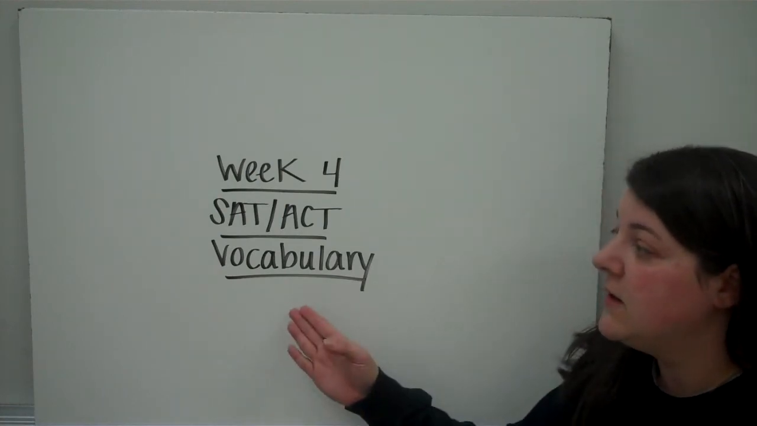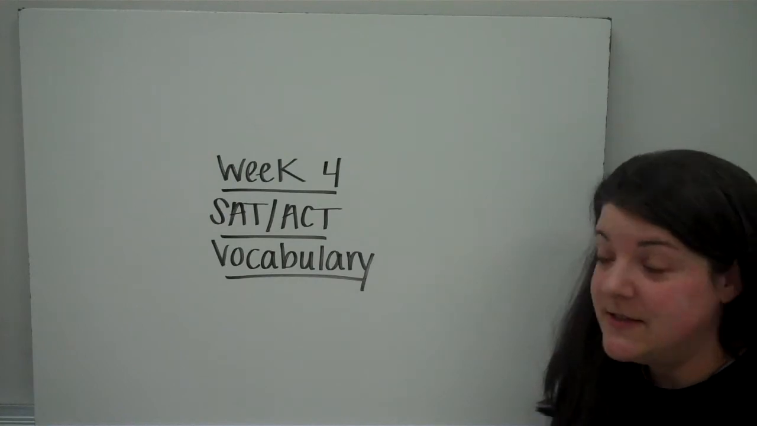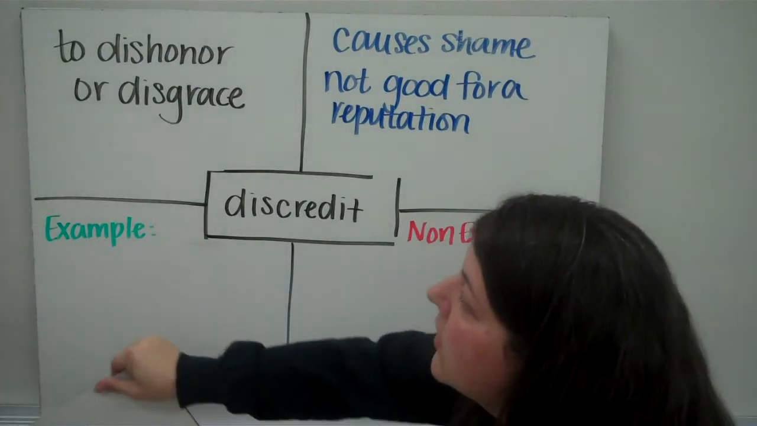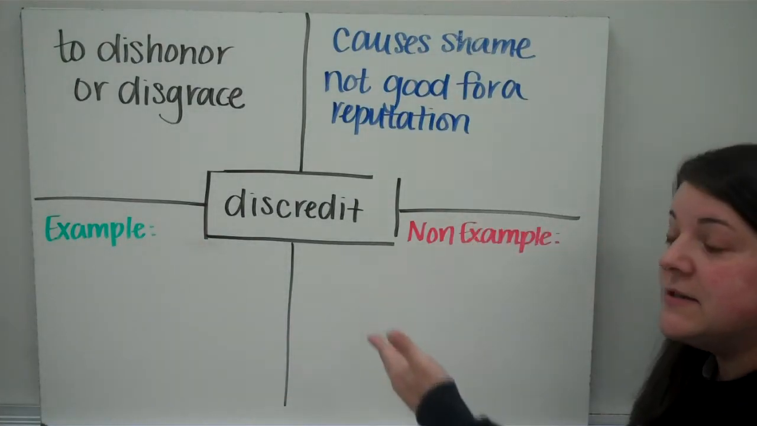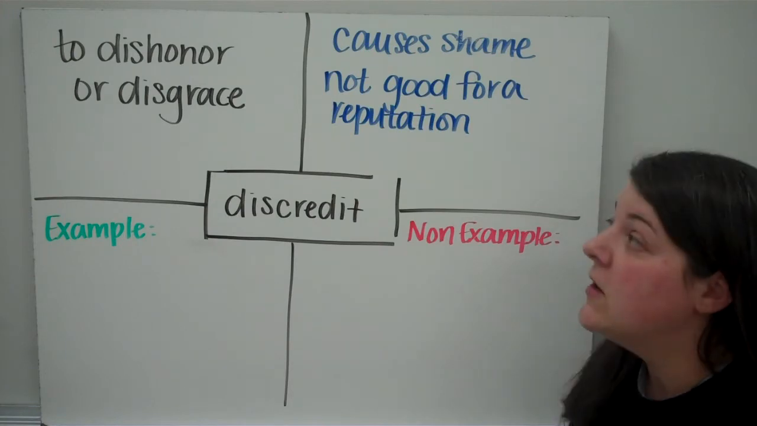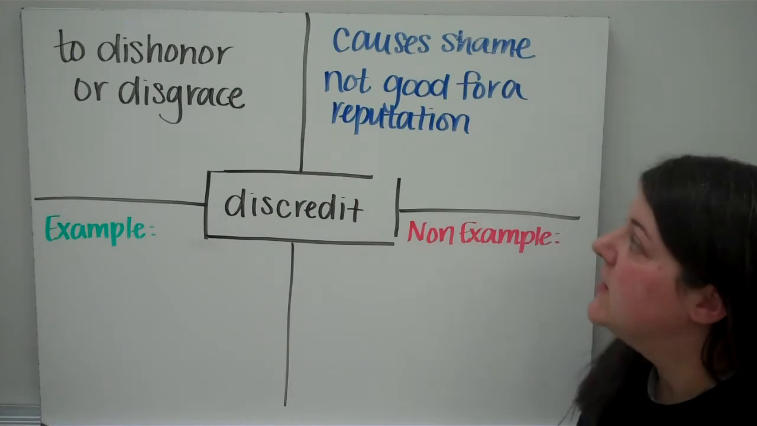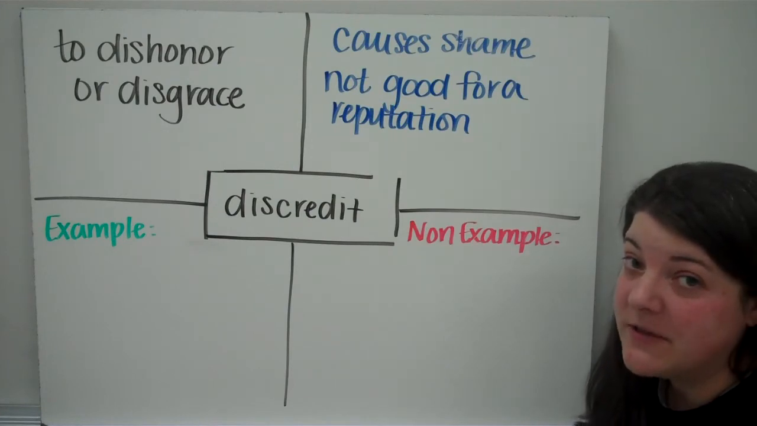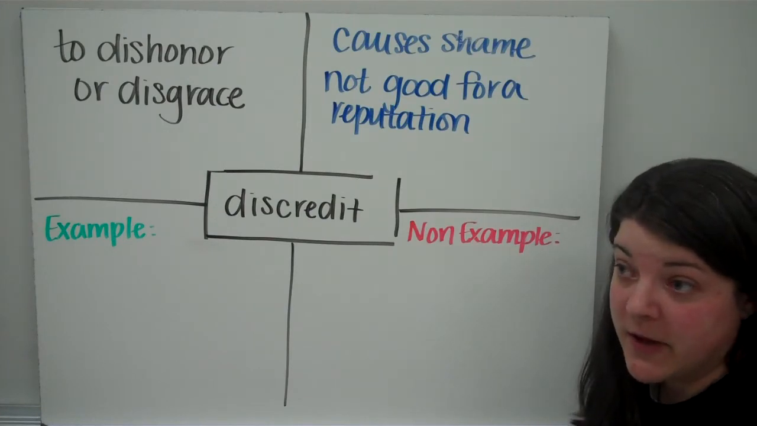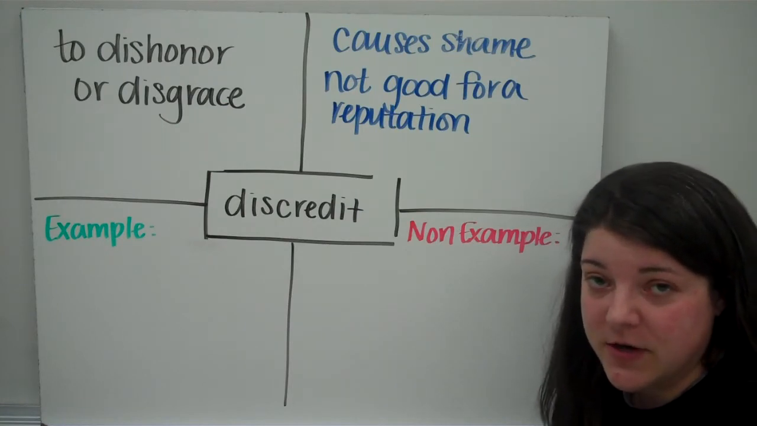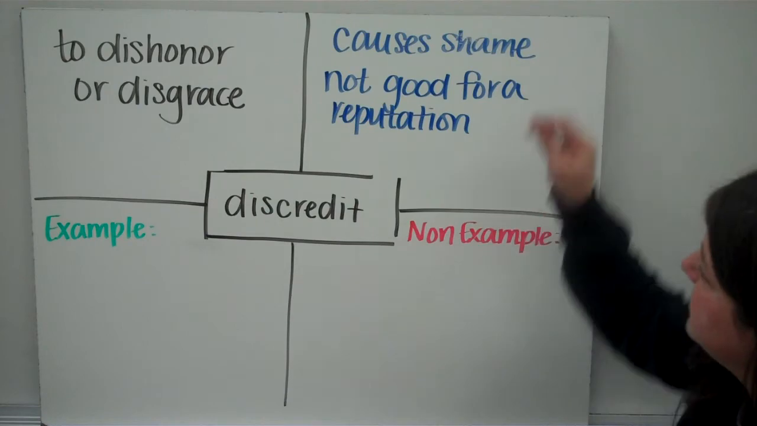Today what we'll be working on is Week 4 SAT-ACT vocabulary words. So let's begin. Our first word for the week is discredit. Discredit means to dishonor or to disgrace. So it causes shame. It's not good for a reputation. An example of this might be if you tried to discredit a politician to show that he or she is not a good fit.